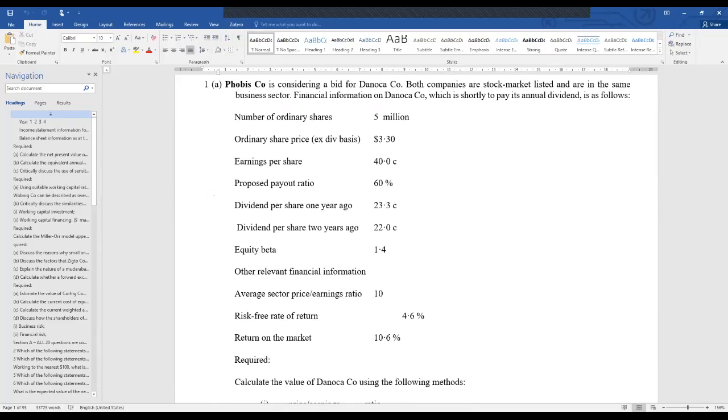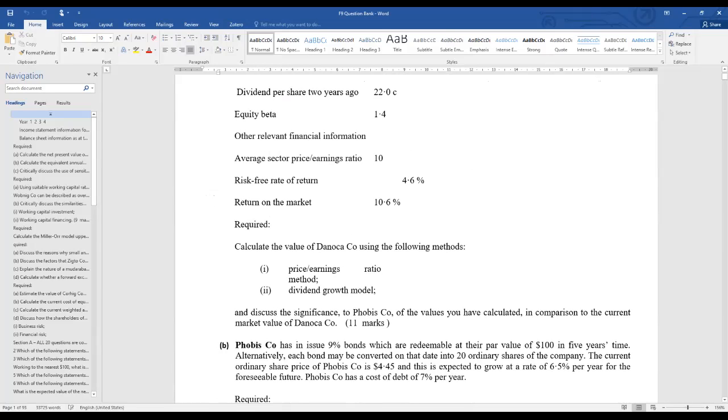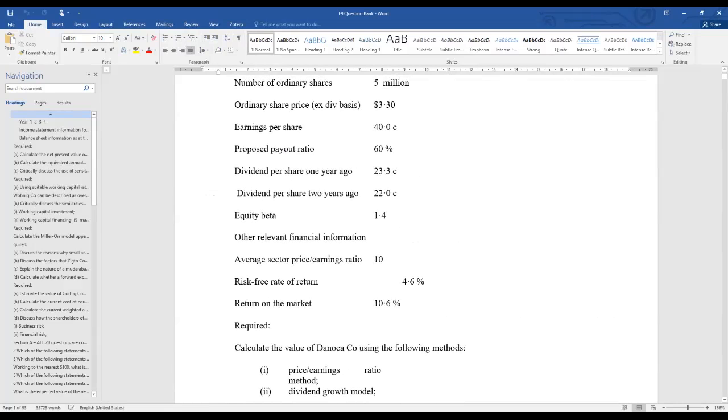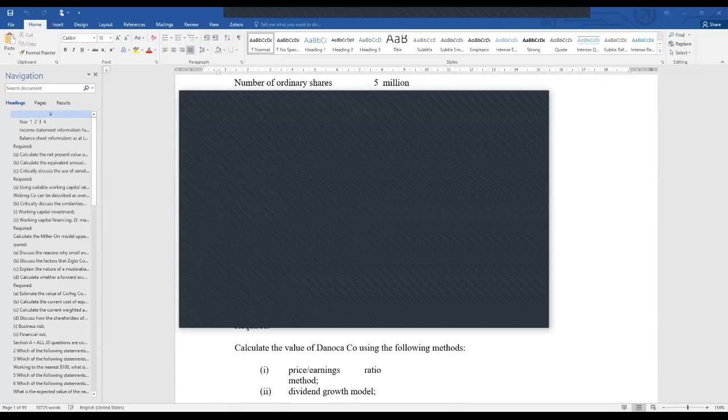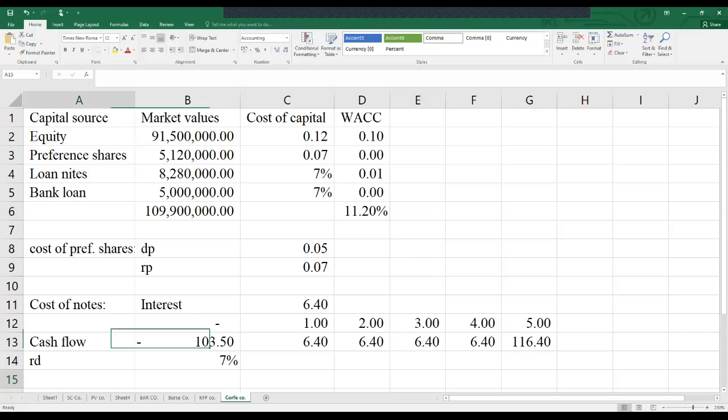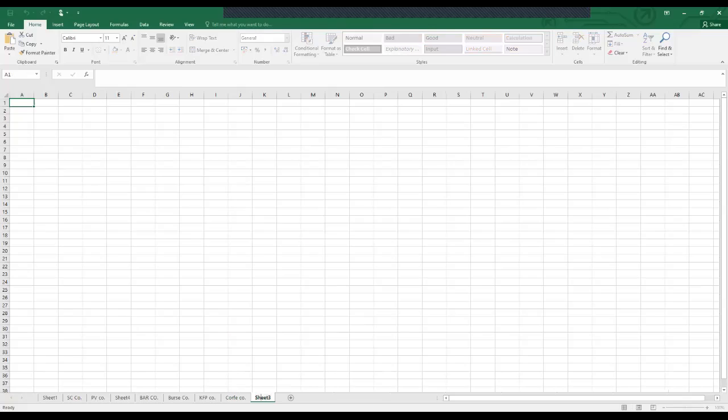Page 1, question 1. I suppose you're going through the question. So you've been asked to get the value of the company using the P/E ratio and the dividend growth model. So let's do it together. This company, what's the name? Forbes company.